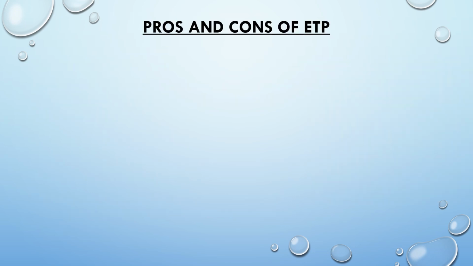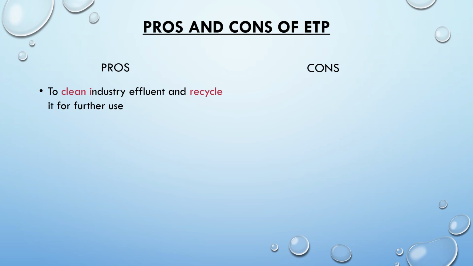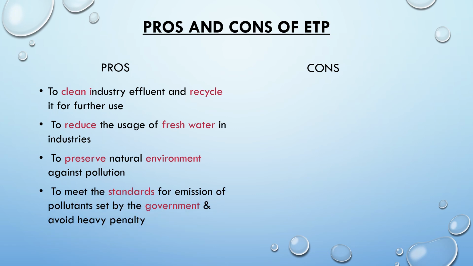Now, the last topic, the pros and the cons of the effluent treatment plant. First of all, I will discuss the pros of the effluent treatment plant. It is used to clean industry effluent and recycle it for further use. It also reduces the usage of fresh water in industries, and it also prevents the natural environment against pollution. It meets the standards for emission of pollutants set by the government and avoids heavy penalties. And it also reduces expenditure on water acquisition.